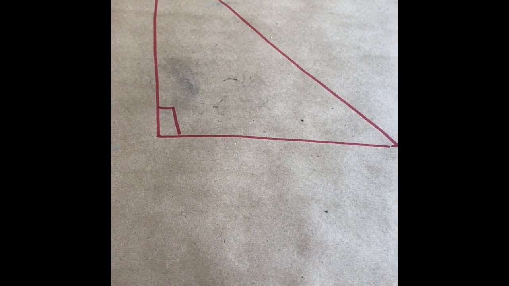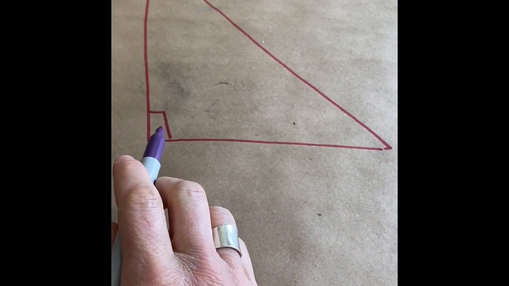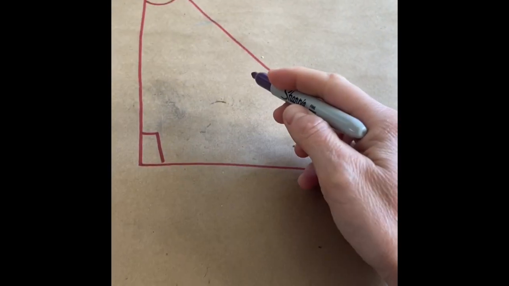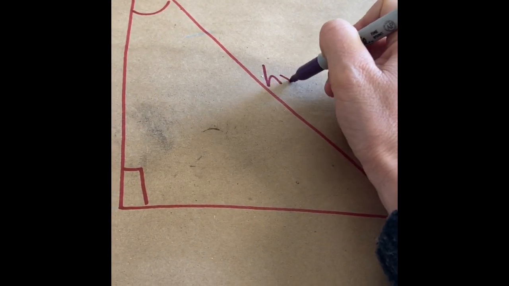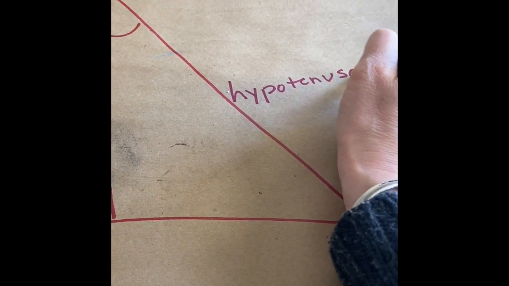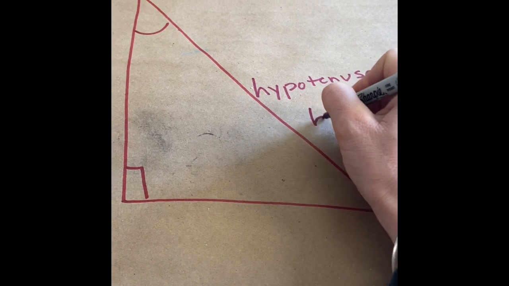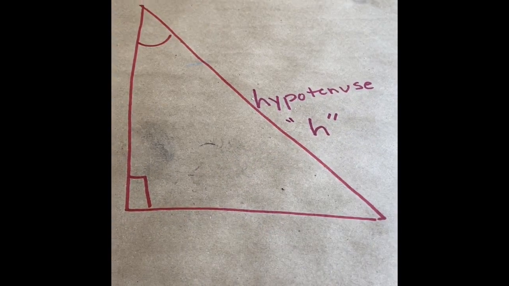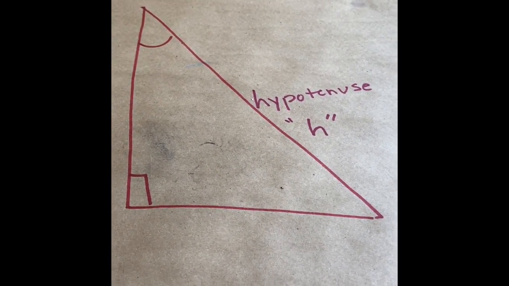So let's look at our right angle triangle. Remember, trigonometry only works with right angle triangles. Here is my 90 degrees. That means across from the 90 degrees, this right here is my hypotenuse. And probably for the rest of the unit, I'll just call it H, so I don't need to write down hypotenuse. Now let's find the reference angle.